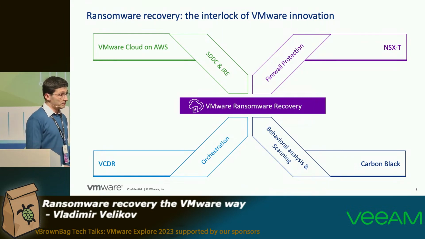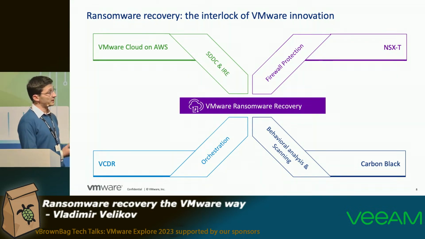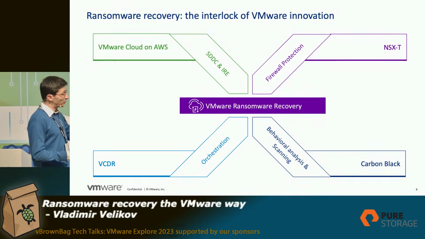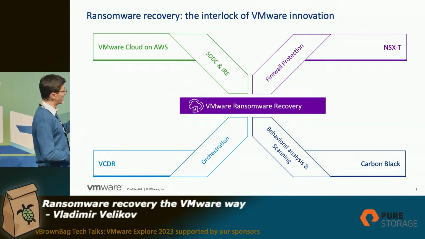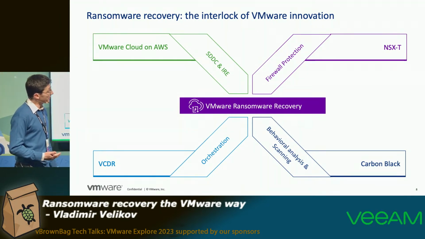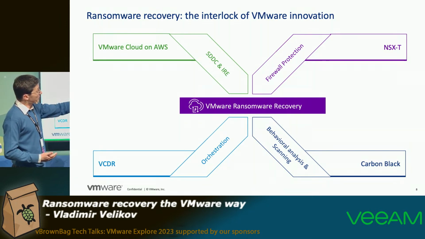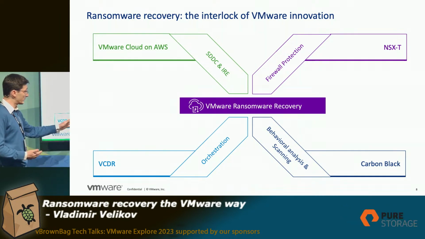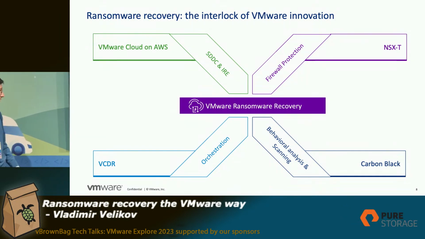Now, VMware Live Recovery is actually an intersection of many different products within VMware, which are not particularly new, but in combination, the combination is really powerful. So you get VMC on AWS with the IRE, the firewall rules from NSX-T, security scanning and behavioral analysis from Carbon Black, and putting it all together through the VCDR.